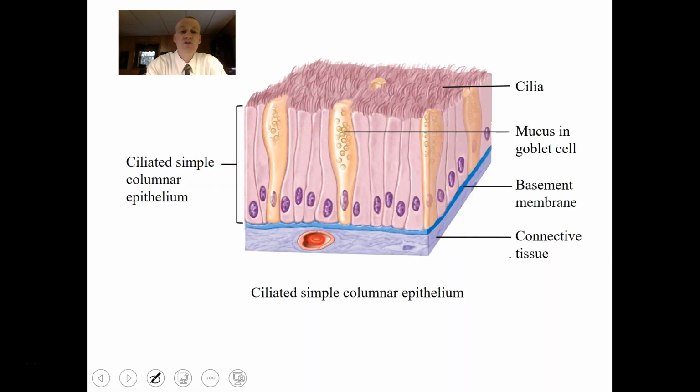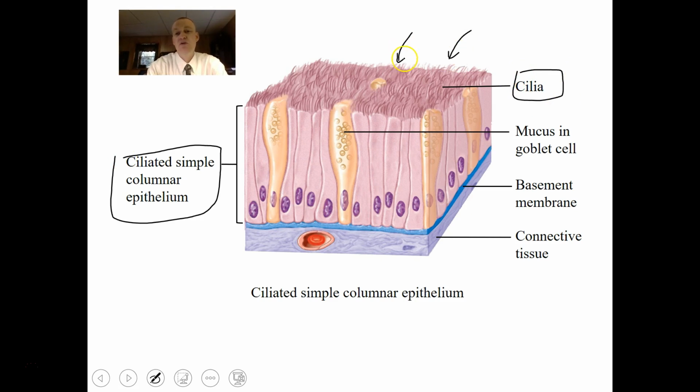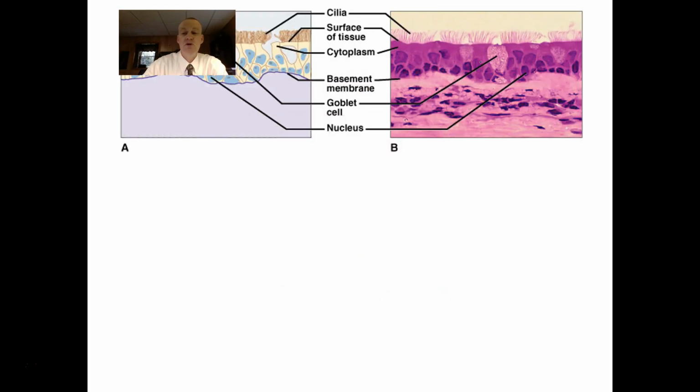This one is a ciliated simple columnar epithelium. So here we have cilia instead of microvilli. And remember, those beat in rhythmic waves of motion to aid in the movement of mucus. This is something you would see in the fallopian tube, or perhaps you'd see these in some of the respiratory tract airways, helping to move mucus around.